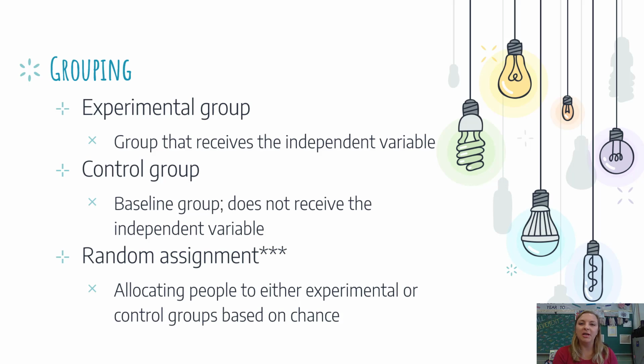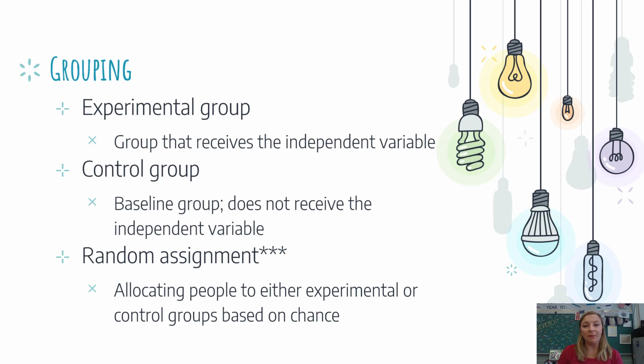The control group is going to be our baseline. This is who we are comparing the experimental group to. They are not receiving the independent variable. We have a control group for a reason. We have it so that we can make sure that it is actually the independent variable, the herbal tea, that is making the difference in the dependent variable, the depressive moods.